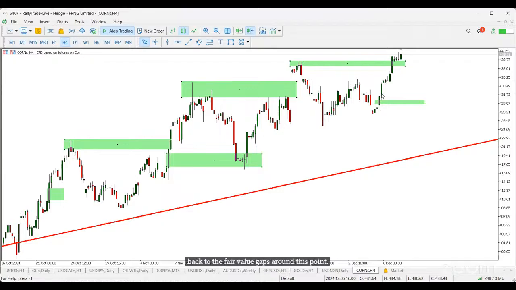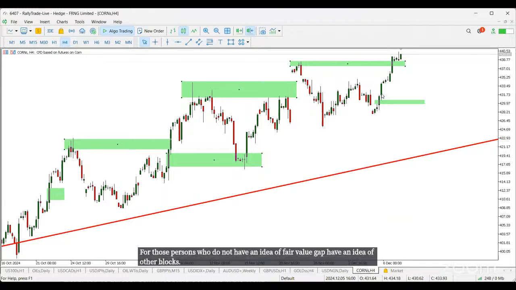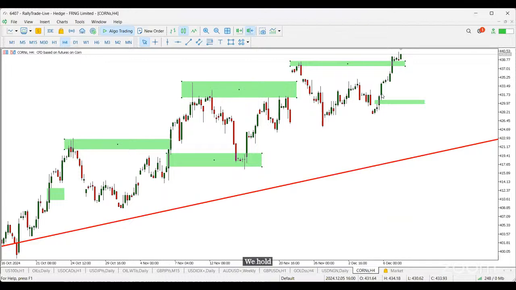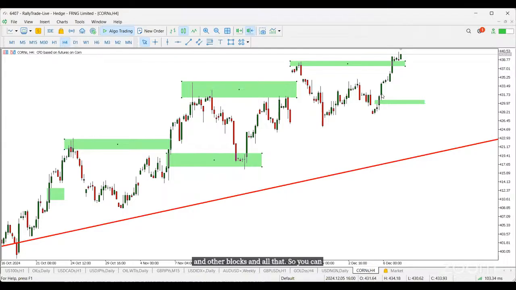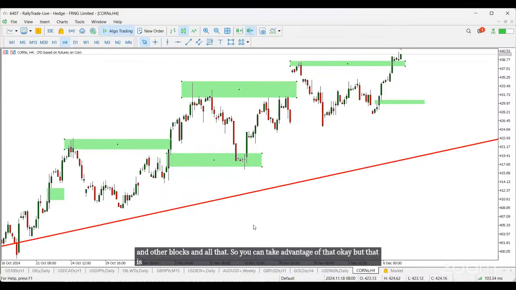For those who do not have an idea of fair value gaps and other blocks, we hold special trainings like this. I think we did one last quarter. We're going to hold another one very soon, so you'll be informed once those classes are holding. You can also check our YouTube channel. We have introductory topics: we did an introduction into market structure, and an introduction into fair value gaps and other blocks. So you can take advantage of that. But that is how I will be looking at corn.